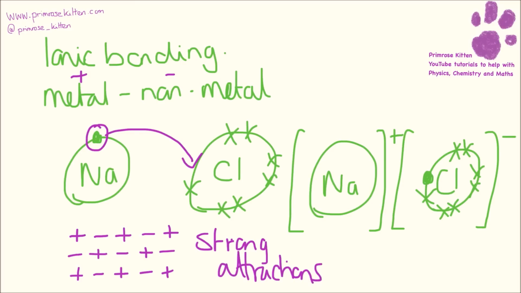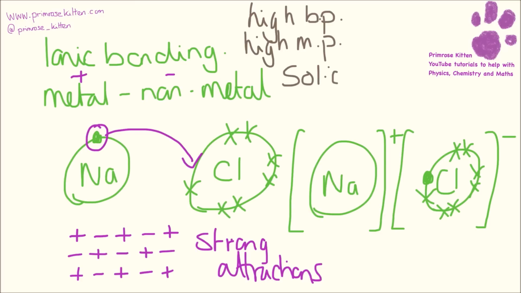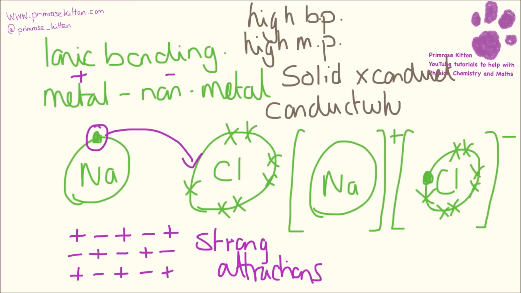And because they have such strong attractions, this leads to their properties. So the properties are that they are going to have high boiling points because you're going to need a lot of energy to separate out these things, high melting points. When they are a solid, they are not going to conduct electricity, but they are going to conduct when molten or dissolved. And the reason they're only going to conduct when they're molten or dissolved is because this is when the ions are going to be free to move around.